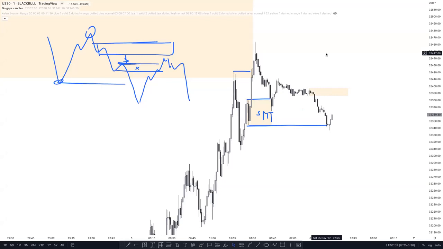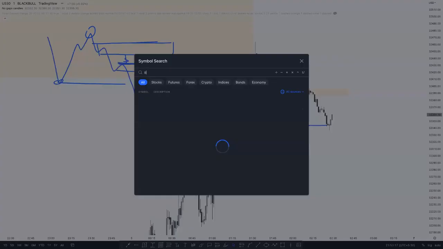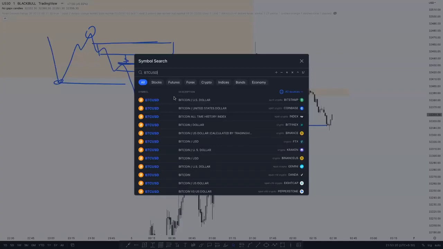Bitcoin. Let's try the crypto market today. Every time we do the forex market, so today let's try the crypto market. Let's see how it works. Okay, everyone, Bitcoin is a highly volatile pair in the crypto market.